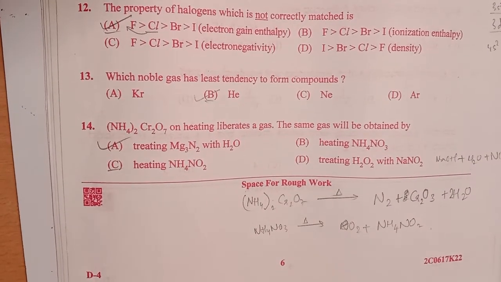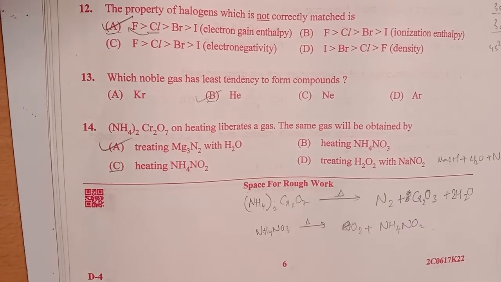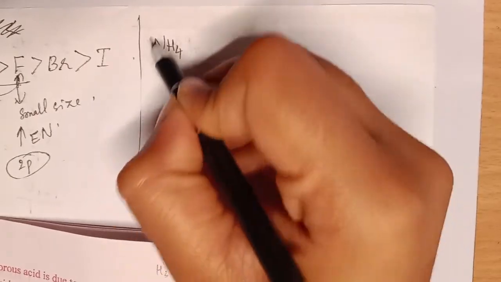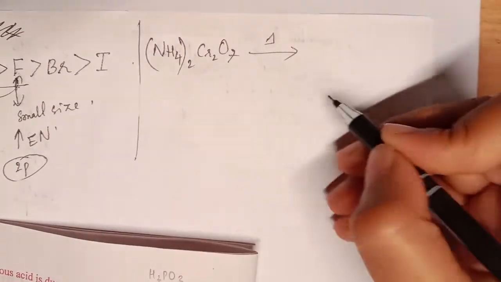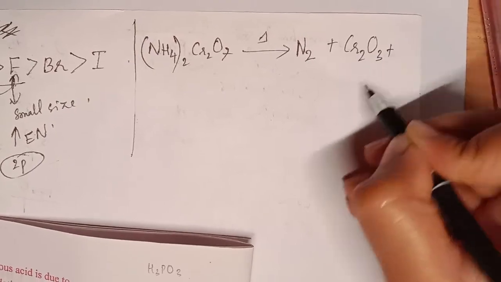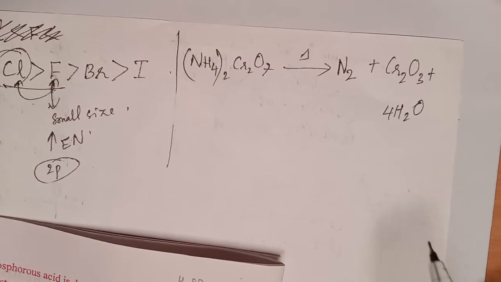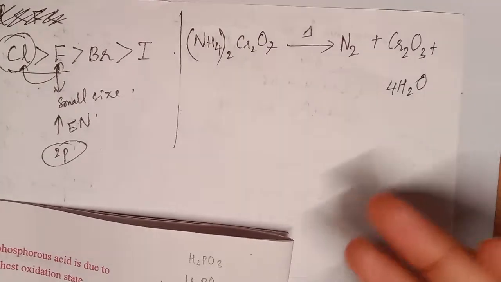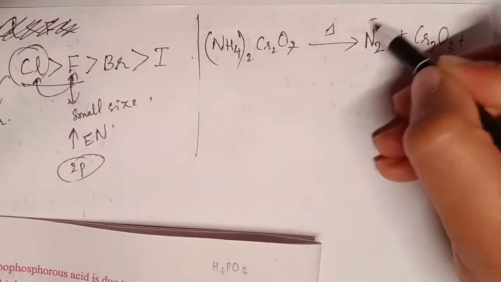(NH4)2Cr2O7 on heating liberates a gas. The same gas will be obtained by. Okay, let's take on this reaction. On heating it liberates a gas. So we'll write the reaction. It becomes N2 plus Cr2O3 plus 4H2O. You can find the reactions by balancing the left hand side and the right hand side. If you balance it out rightly, you will get the correct answer in the product side also. So nitrogen is the gas that is liberated.